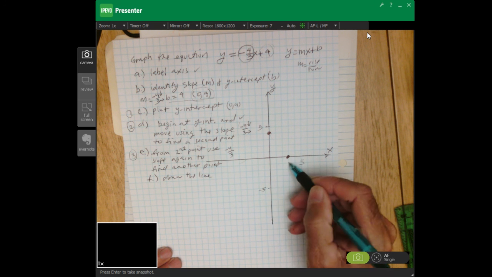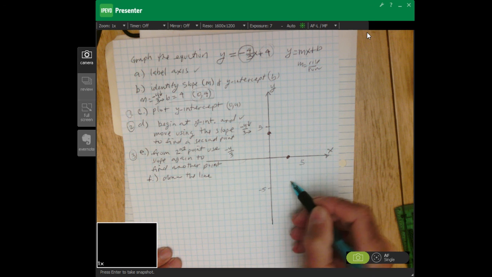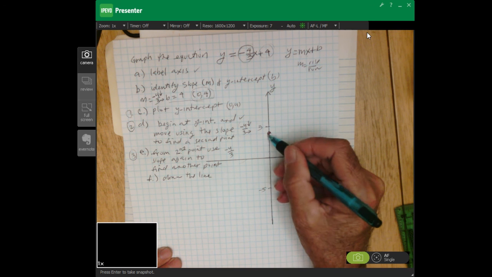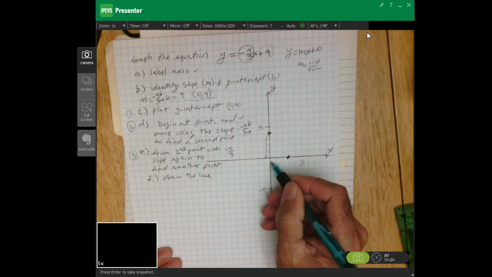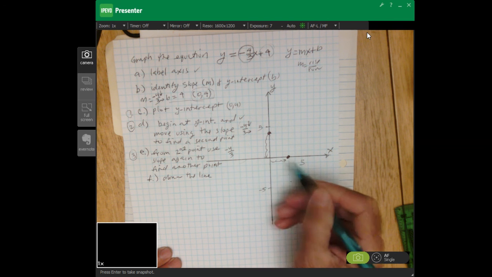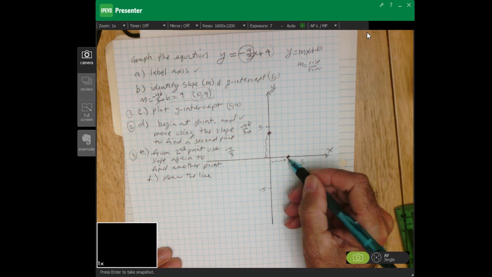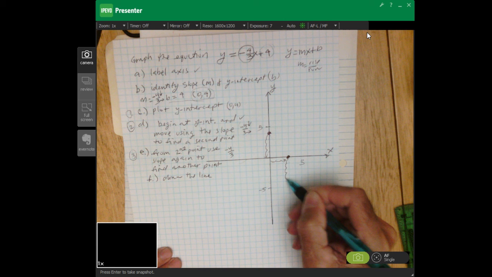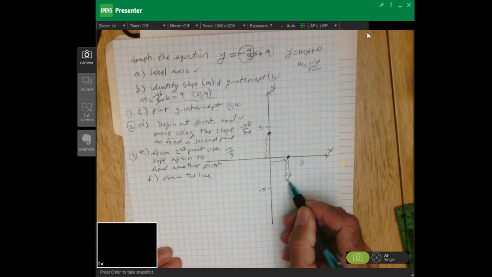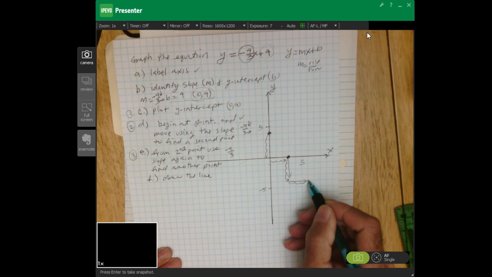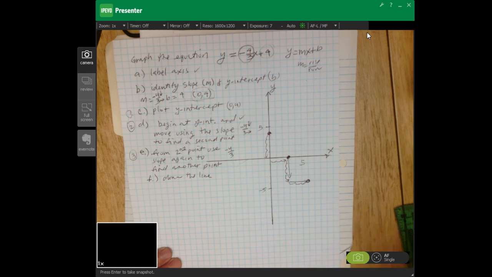So we go down 1, 2, 3, 4. This is what we did the first time, right? Went down 4, then over 1, 2, 3. We're going to do the same thing here: 1, 2, 3, 4, so down 4, then over 1, 2, 3. Make our third point.